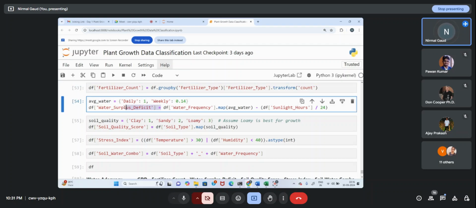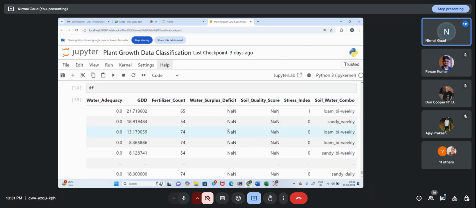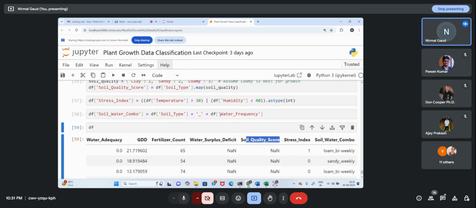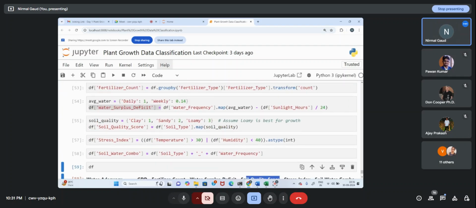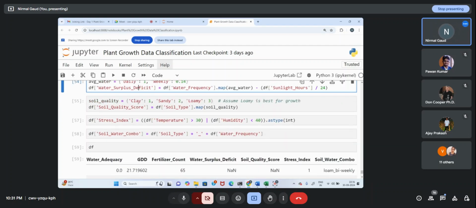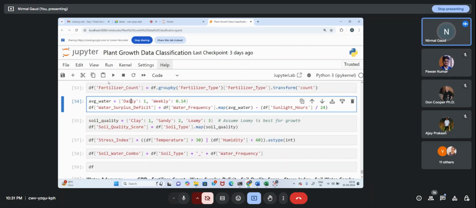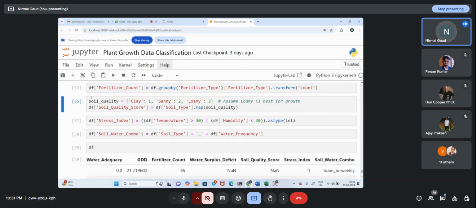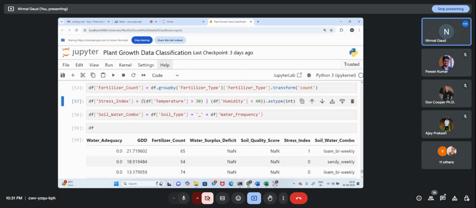Here I calculated the deficiency. These are a few features. There are some features which I haven't got anything from: water surplus deficient, soil quality score. They can be ignored. These are some additional features which I created, but they are not of use. They mostly have null values, so we can ignore them.